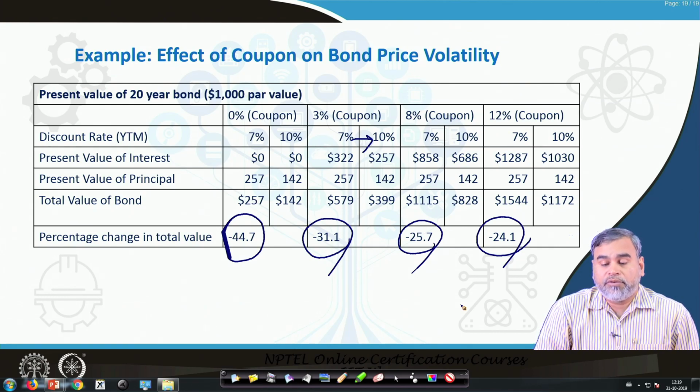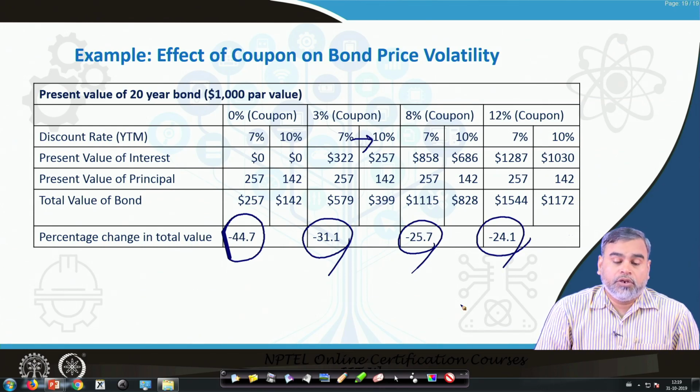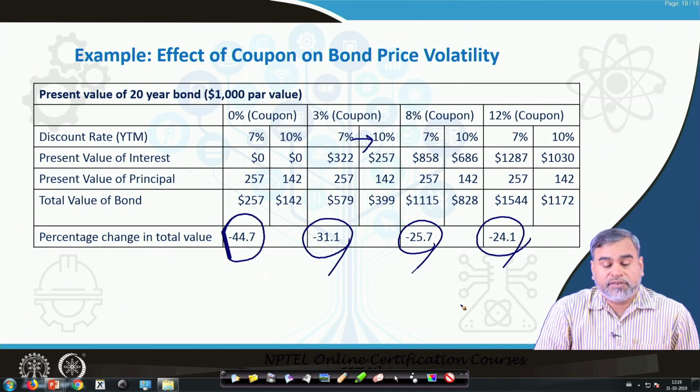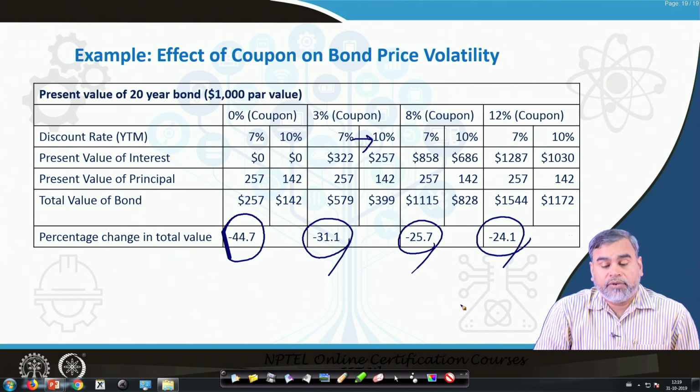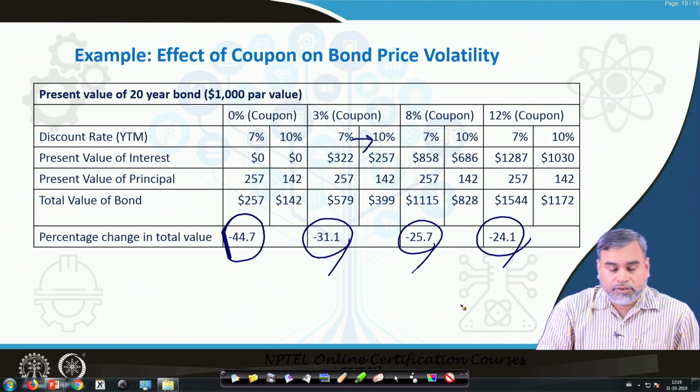Then what have we got from this? The higher the coupon, the lower the price sensitivity. The lower the coupon, the higher the price sensitivity. So, with a 0% coupon, the price sensitivity was 44.7% if there is an interest rate change from 7% to 10%. But with a 3% coupon, the change in value was 31.1%. And with a 12% coupon, it is only 24.1%. So, it is clearly visible that whenever the coupon is lower, the price sensitivity will be higher if there is a change in the interest rate.